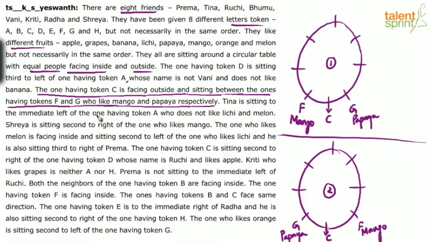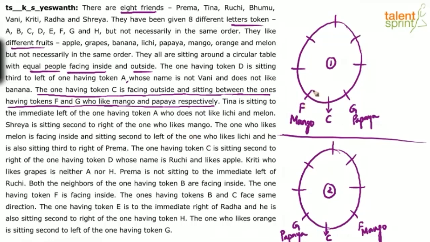Tina is sitting to the immediate left of the one who's having token A. Now we have no clue about token A, so forget about this. And he does not like lychee and melon. Shreya is sitting second to the right of the one who likes mango. Now this is interesting. Shreya is sitting second to the right of the one who likes mango. Now who likes mango? This person likes mango, right?